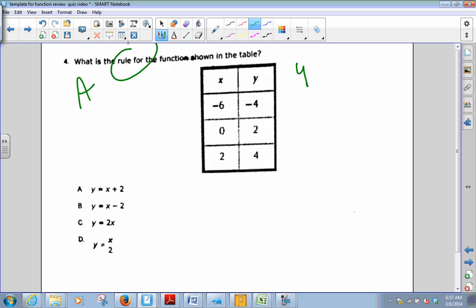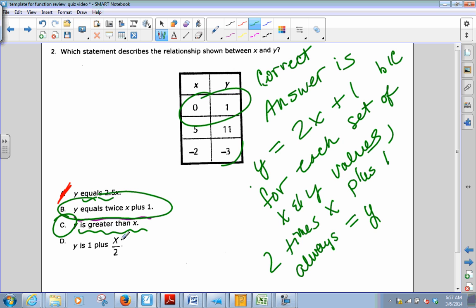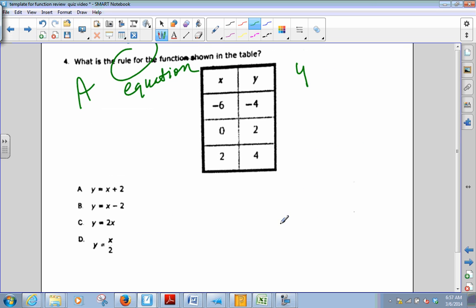Remember, a rule is just an equation that represents the situation. So it's basically exactly what we just did here, except that instead of giving us words to represent the relationship, now it's giving us algebra. So y equals x plus 2. I'm just going to try it out and see if it works. I'm going to take negative 6 and put it in for x, and take negative 4 and put it in for y. So negative 6 plus 2 is negative 4. So I got that right, so that one works.